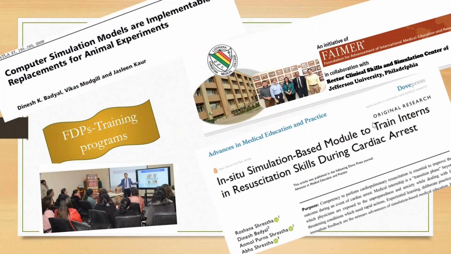Now, if you look at some of the issues we have covered earlier, we wanted to share with you what we have seen till now. Computer simulations, we started a lot of work in 2008 and 2009, when we started to implement these things. In between, we had a lot of collaborations and a lot of faculty development programs on simulation-based teaching. And now in 2020, we are also looking at in situ simulation. We are going to talk more about that later. Dr. Rashna will talk to you about that.